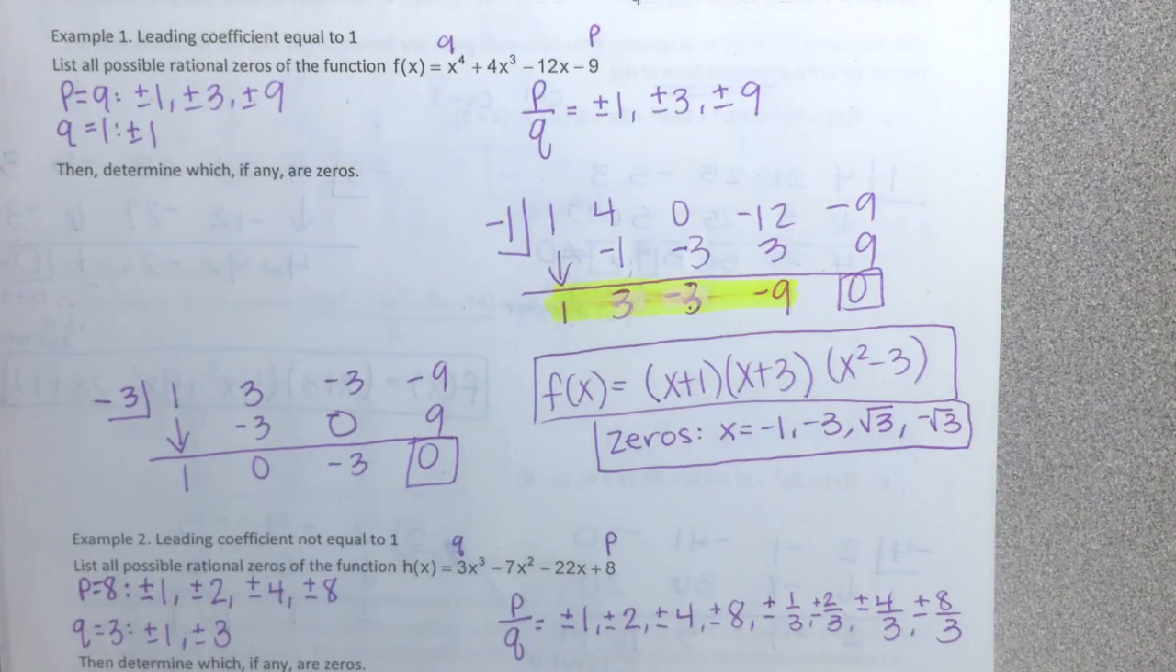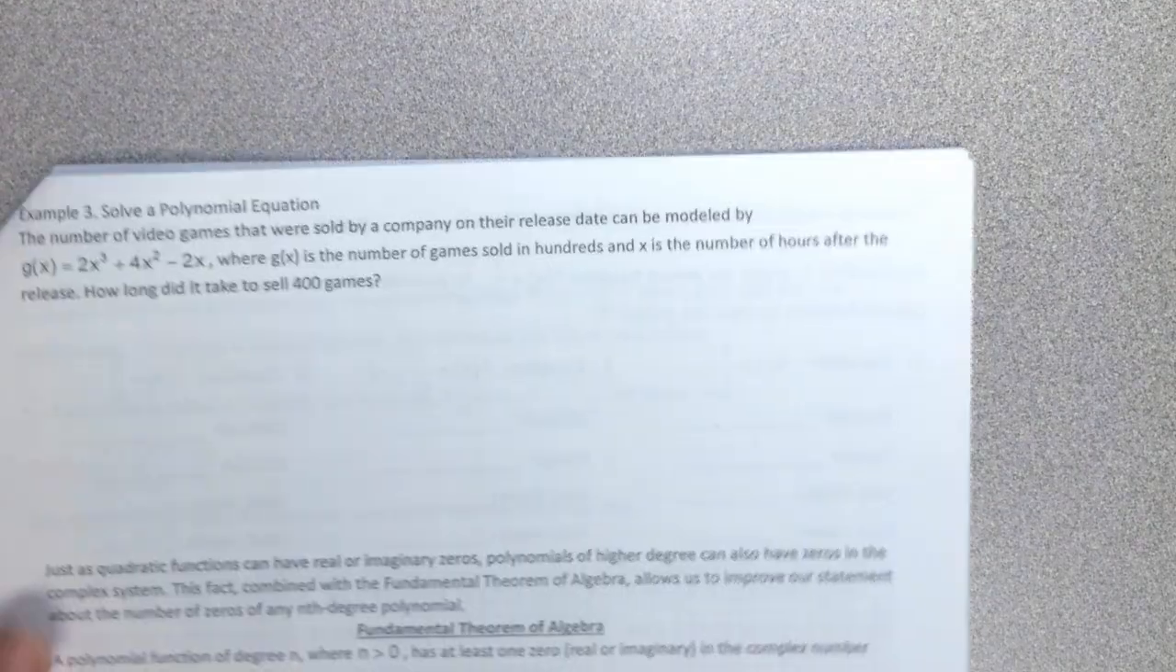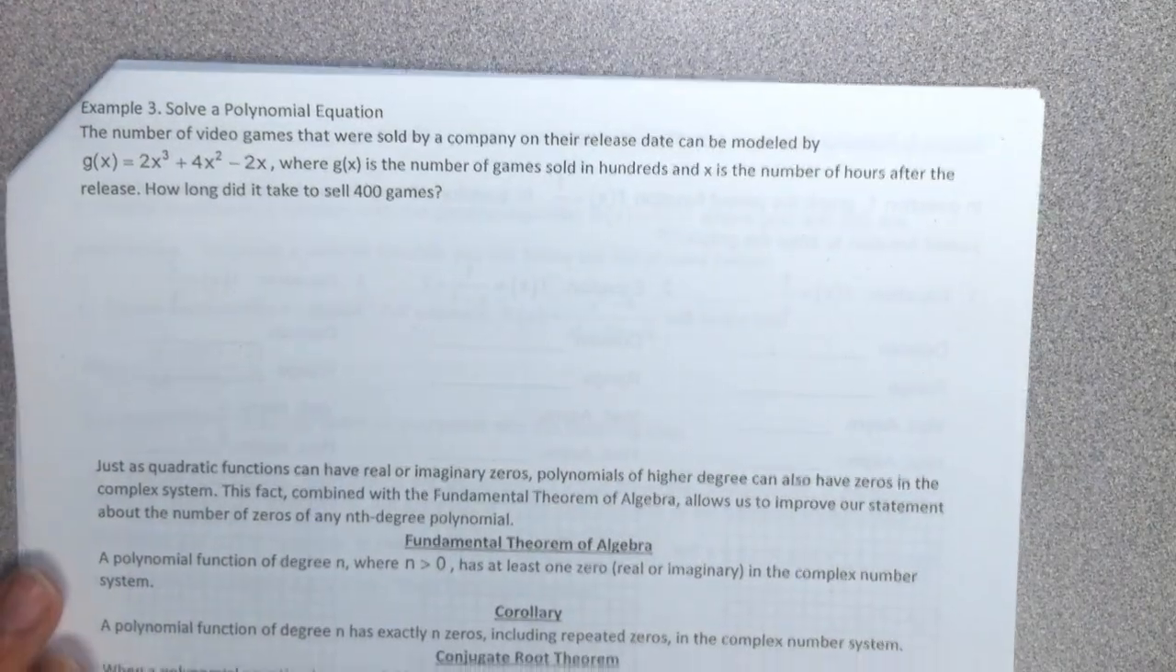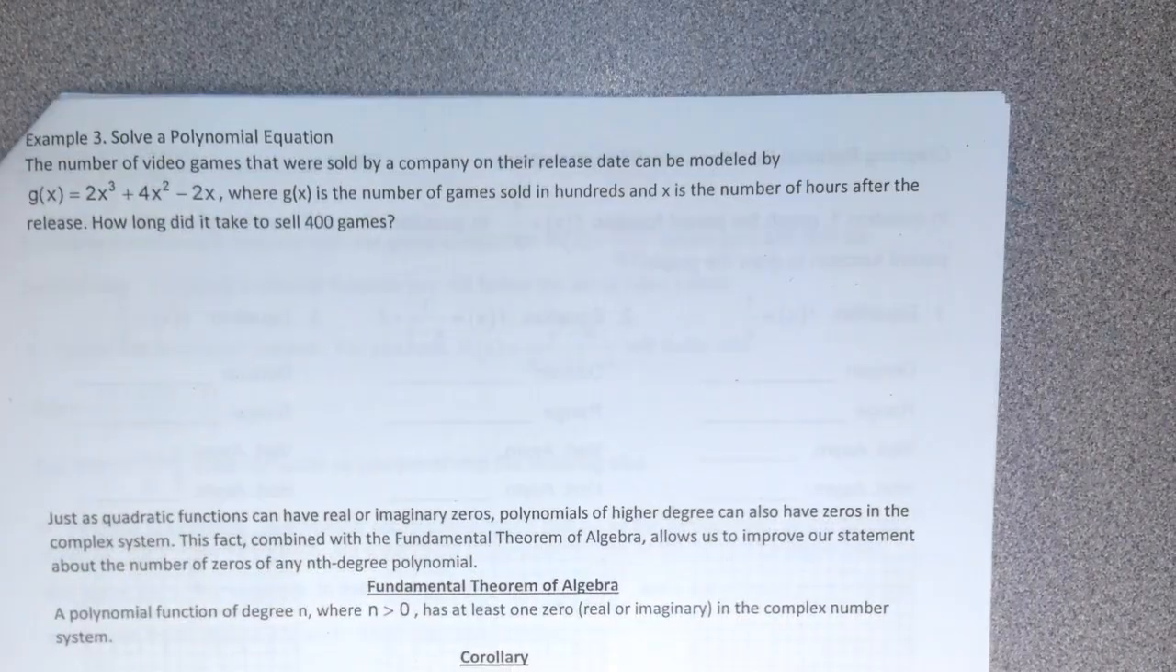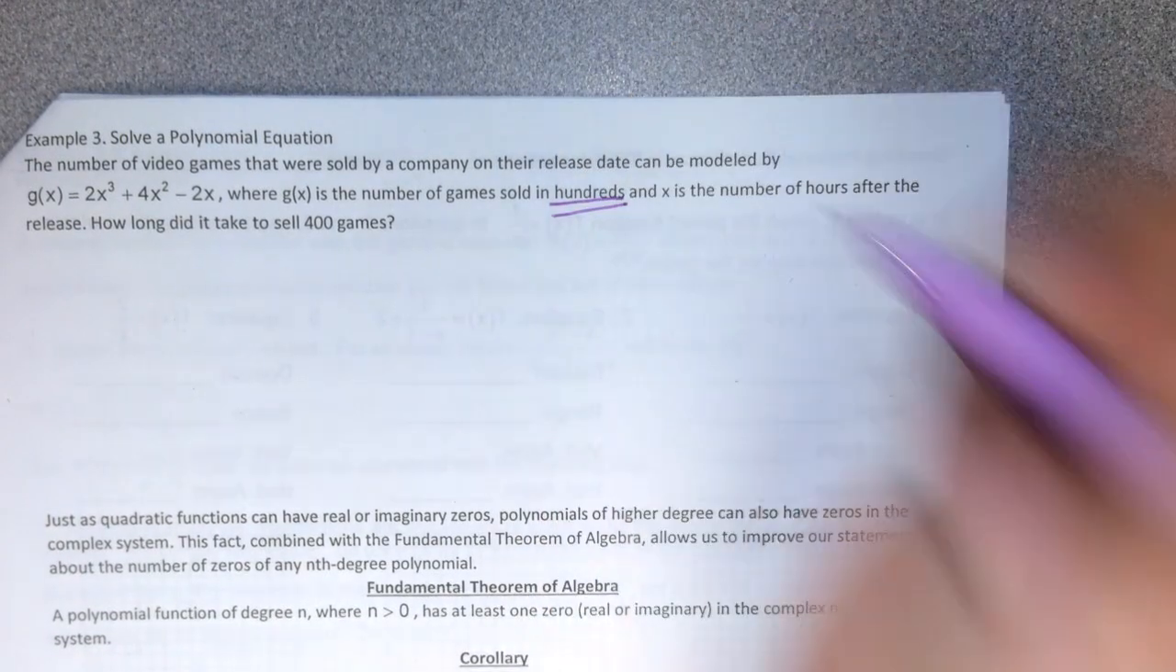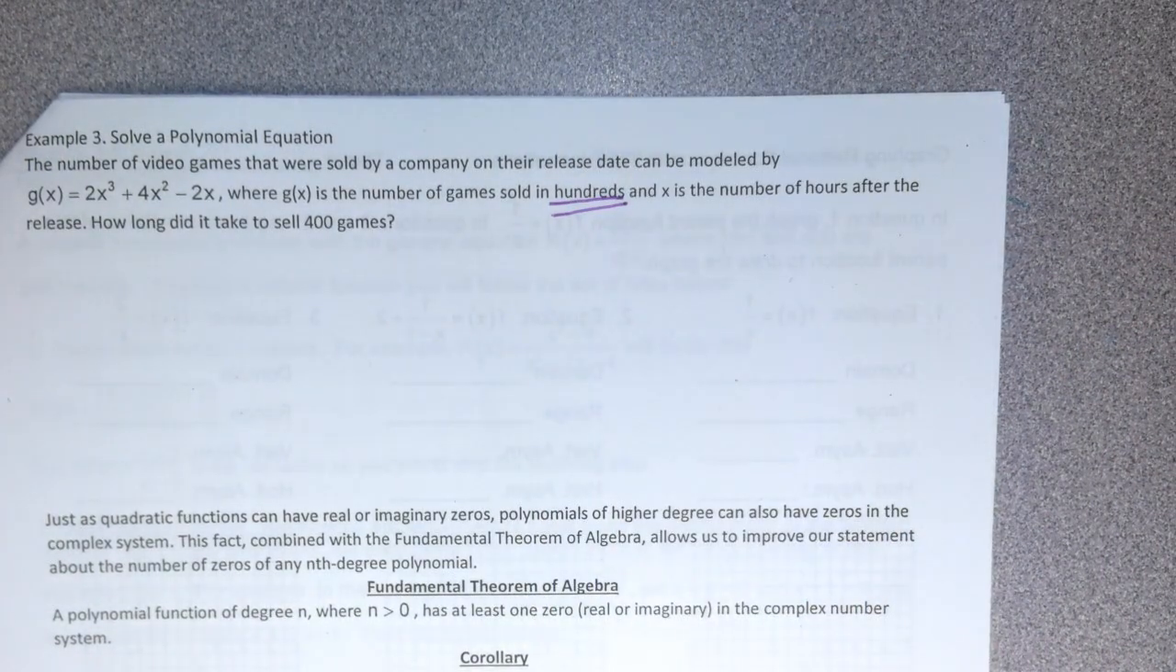All right, so a word problem. You are going to get a word problem like this. A word problem is not much different. There's just one little bitty thing you need to remember. The number of video games sold by a company on the release day can be modeled by that equation, where g of x is the number of games sold in hundreds, and x is the number of hours after the release. How long did it take to sell 400 games?